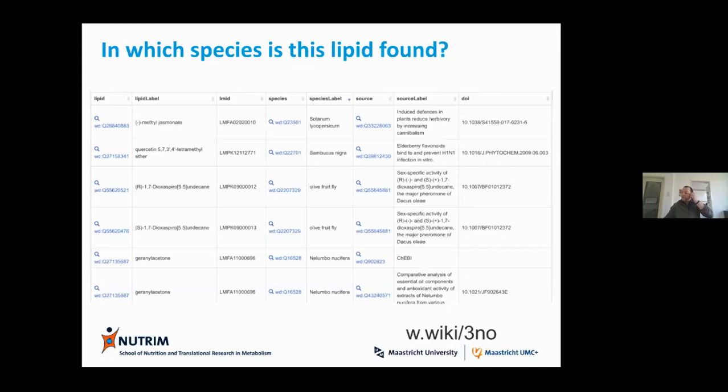There was a question and some attention to the taxonomy, in which species are lipids found. Well, there's a growing amount of literature, a growing amount of data in Wikidata actually that specifies this. This lipid has been found in this species, and in this article, this link was reported.